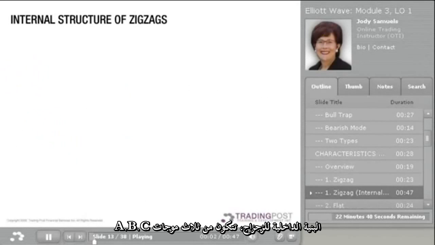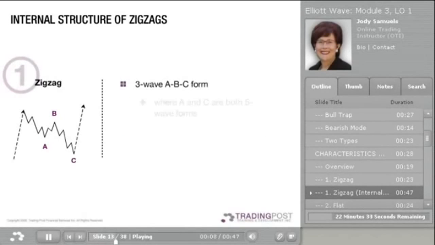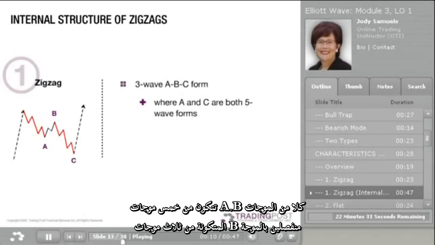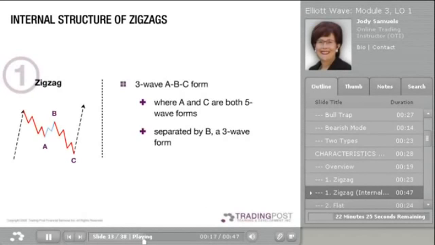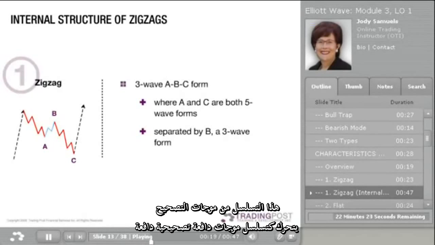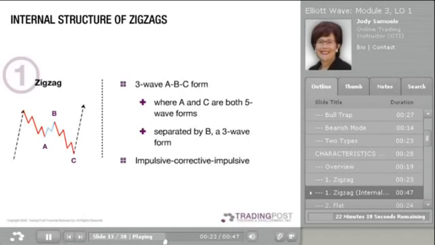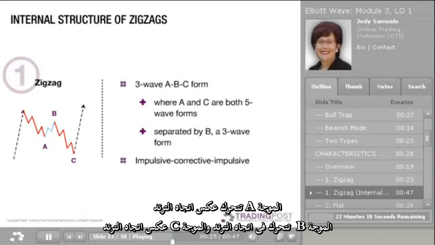The internal structure of zigzags. The zigzag has a three-wave ABC form, where A and C are both five-wave forms, separated by B, which is a three-wave form. This corrective sequence trades as an impulsive, corrective, impulsive sequence. Wave A trades against the trend, wave B trades with the trend, and C trades against the trend.